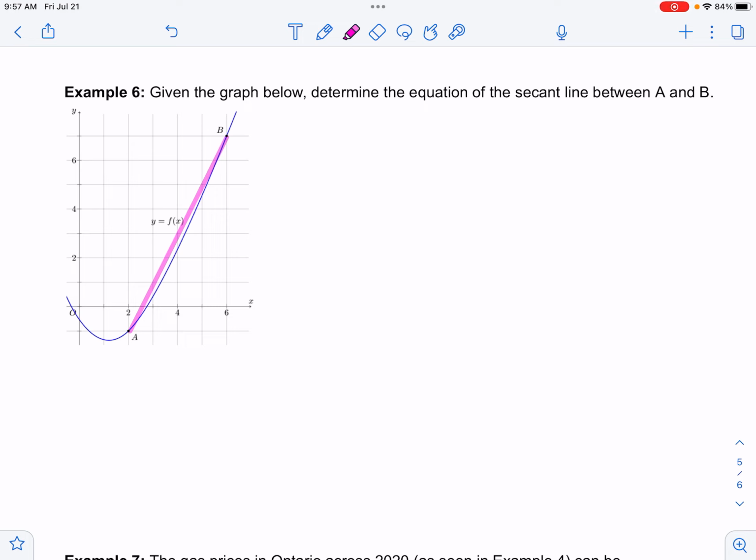And I need to determine the equation of the straight line. This is the part that's going way back to your grade 9 days, okay? The very first thing we need to find is our slope. And for that, we need our 2 points. Point A seems to be located at (2, -1), and point B seems to be located at (6, 7). So I'm going to use my slope formula.